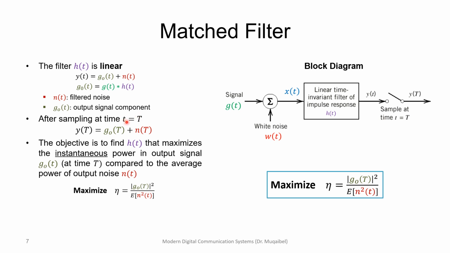We can also say that because we only take samples at the output, I will remove small t and look at capital T. So we're looking at one value: the output value at capital T equals g sub o at T plus the noise. What is different in this equation compared with that equation is just replacing small t with capital T. The objective is to find h that maximizes the instantaneous power, because we are looking at one instant in time, in the output signal to noise ratio. So if you write the output signal to noise ratio, the signal part, the positive part in green, is g out at T.